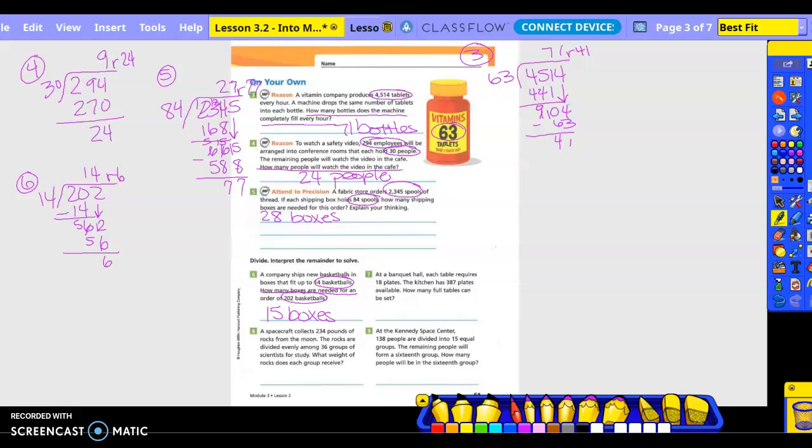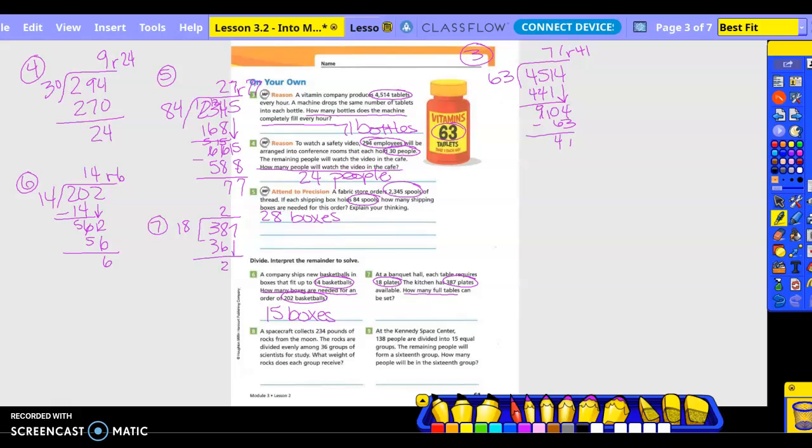At a banquet hall, each table requires 18 plates. The kitchen has 387 plates available. How many full tables can be set? So 387 plates, 18 plates. How many full tables? So number 7, what is my dividend? 18 is my divisor.